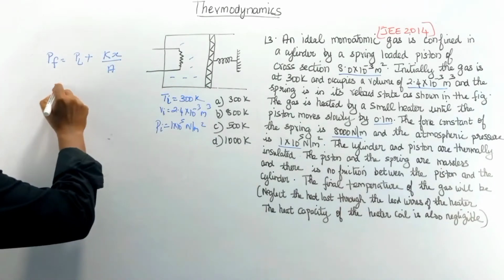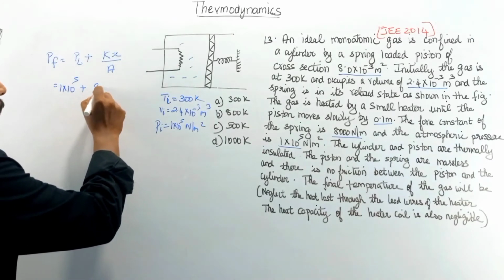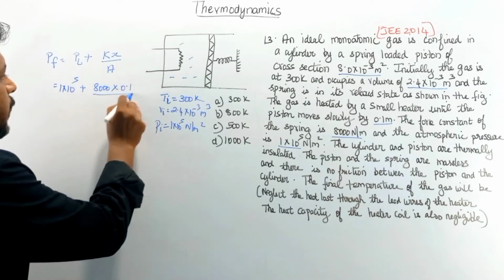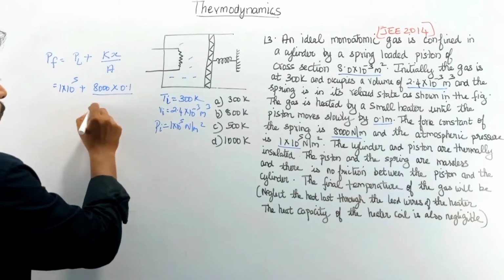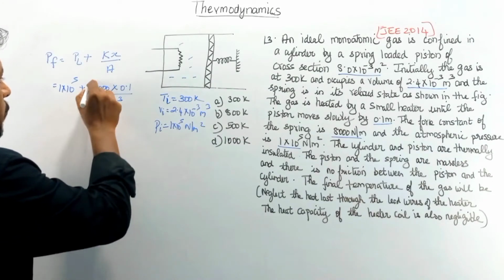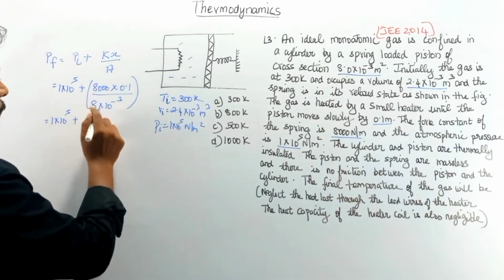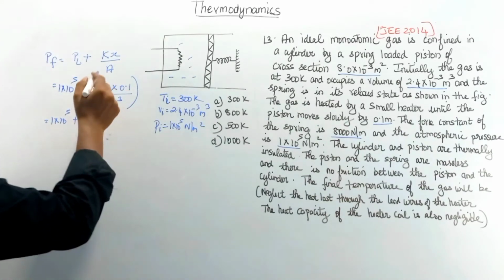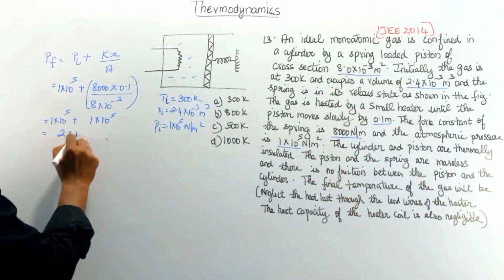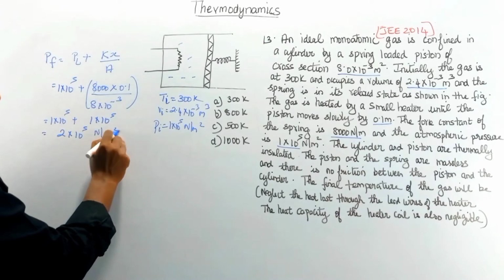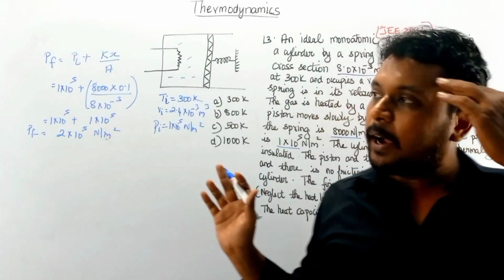So now we will find the value. It is 1 into 10 power 5 plus, what is the value of K? It is 8000. X is 0.1, divided by the area, which is given as 8 into 10 power minus 3. So when you do the calculation, 1 into 10 power 5 plus, the 8 and 8 cancel, and here also you get 1 into 10 power 5. So it is 2 into 10 power 5 Newton per meter square. This is the value of your final pressure.